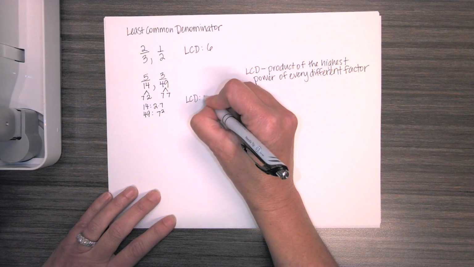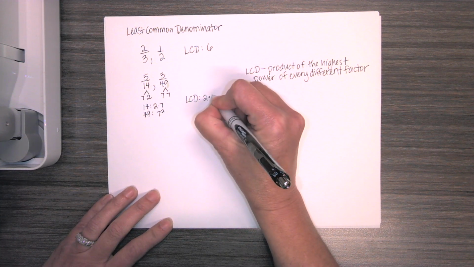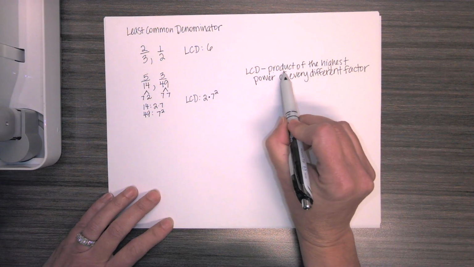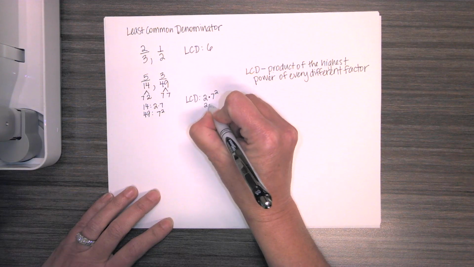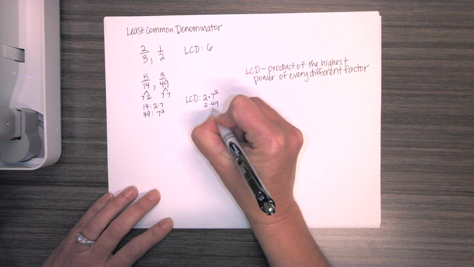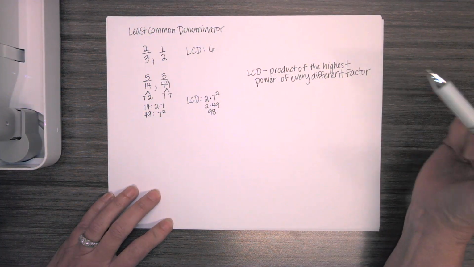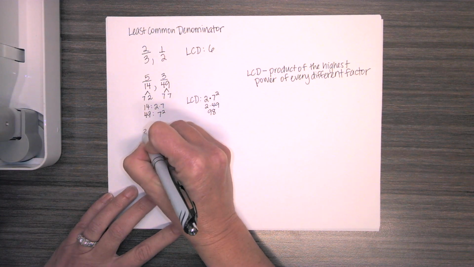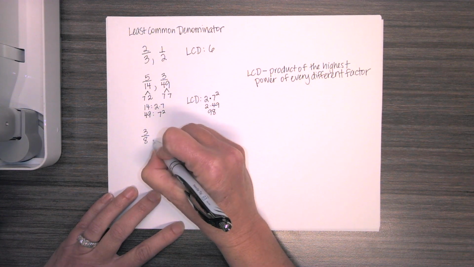And so the highest power of 2 that we see is just plain old 2. And the highest power of 7 that we see is 7 squared. And it said to find the product of those, so that means to multiply. So 7 squared is 49, and 2 times 49 is 98. So the least common denominator for 14 and 49 is 98. Now we can use that even if we have multiple fractions.